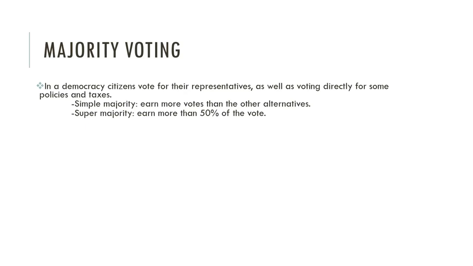And a lot of times for public goods, we're going to have voting. People are going to vote yes or no. Do we provide this thing? Do we not? And in a democracy, we're just saying that all citizens are going to vote for their representatives. Sometimes they vote directly for certain policies and taxes.